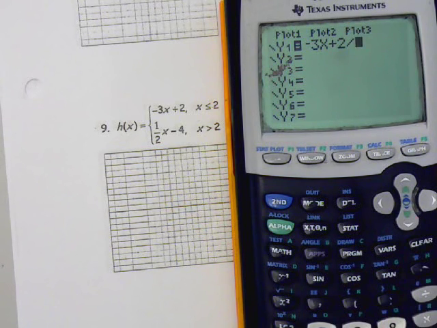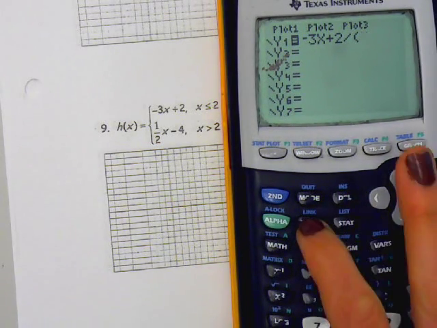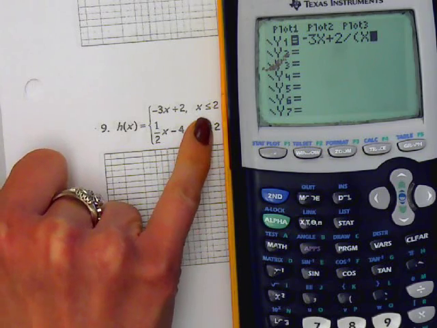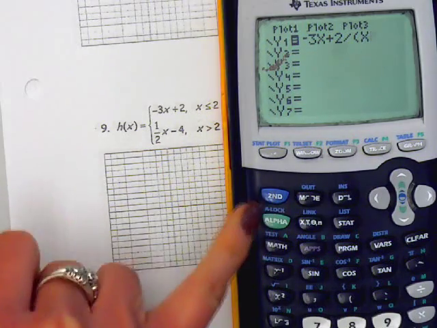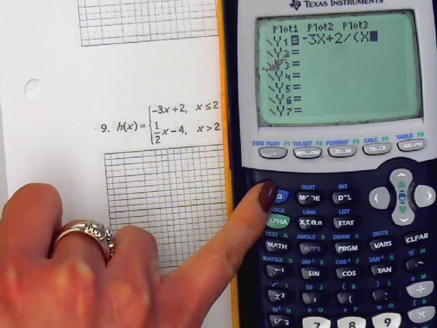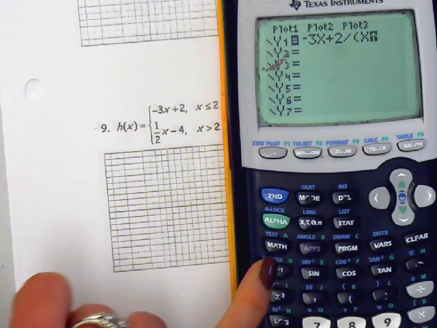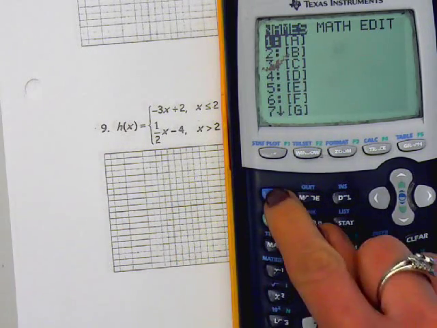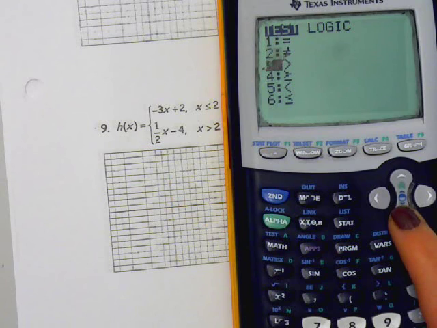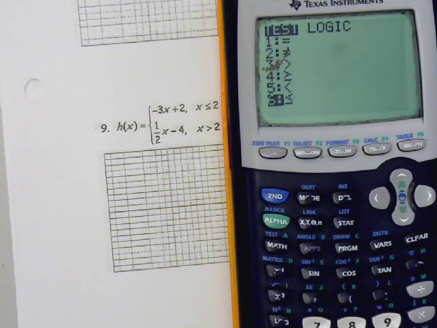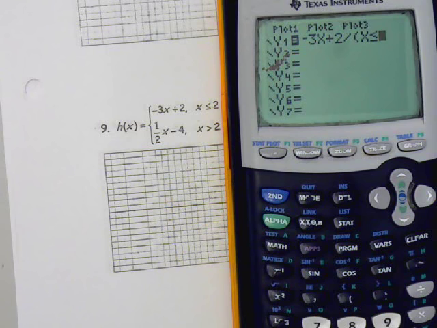x, and then it's a less than or equal to, right? So we're going to actually use that symbol in our calculator, and we're going to get that symbol by typing in second math. And when I do second math, here's what I get. I get all these symbols. I want to go down to option 6 and press enter. And then I'm going to put the number 2. I'm going to close the parentheses. And what this is doing is our calculator is making the restricted domain.